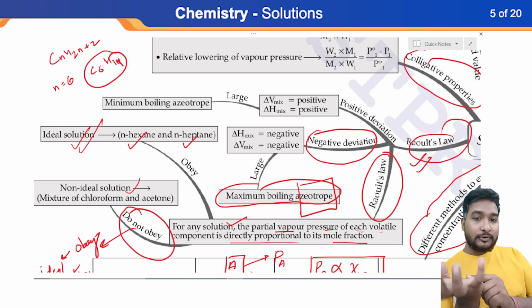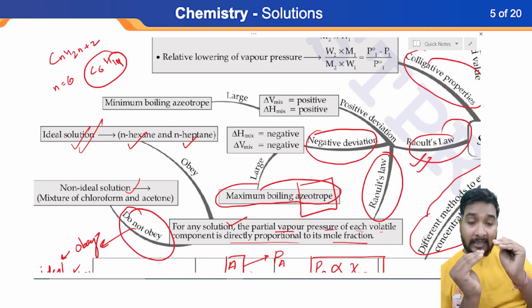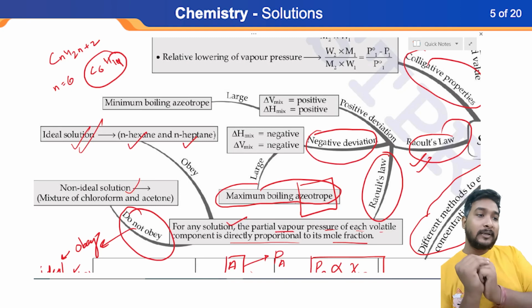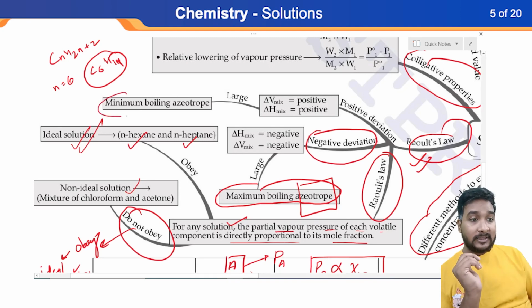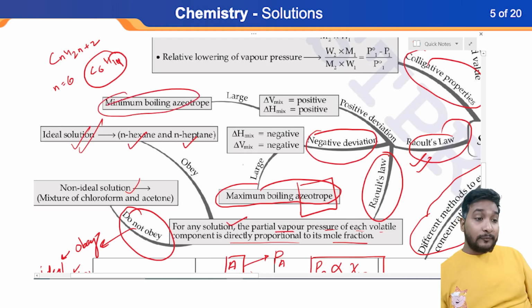Okay, so azeotropic solution having maximum boiling point is called maximum boiling azeotrope, and azeotropic solution having minimum boiling point is called minimum boiling azeotrope, as it is mentioned in this flowchart. Okay, so for maximum boiling azeotrope, delta H mix should be negative, delta V mix should be negative. Delta H means enthalpy change of mixing, and delta V mix is volume change of mixing. Okay, so both should be negative.